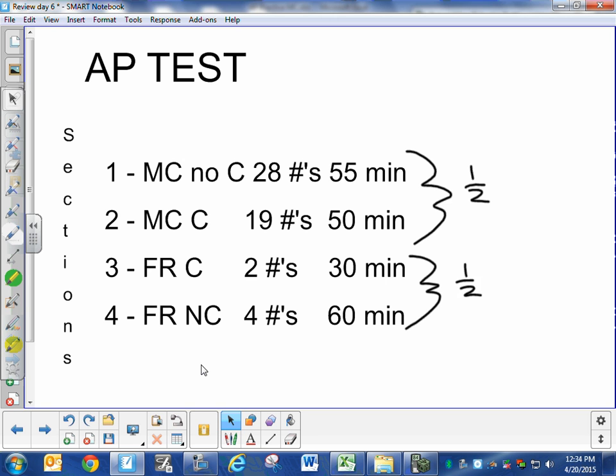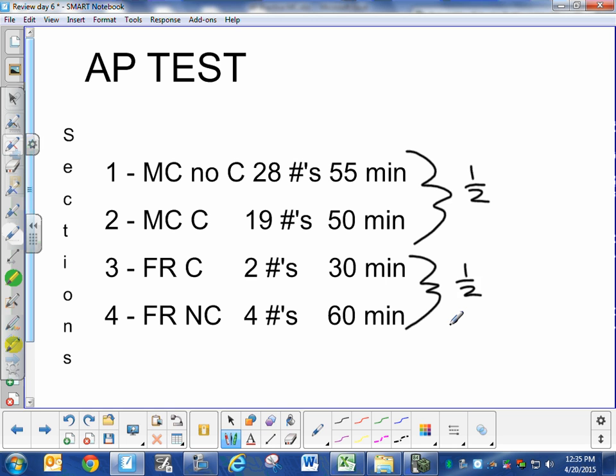You'll have 2 questions with a calculator. You'll have 4 questions without a calculator. Okay? All you do to find your overall score is take the average of these 2 averages. That's it. If you got a 60 on the multiple choice part, but you got a 70% on the free response part, you end up with a 65. If you're lucky, you get a 5 if that's the cutoff.